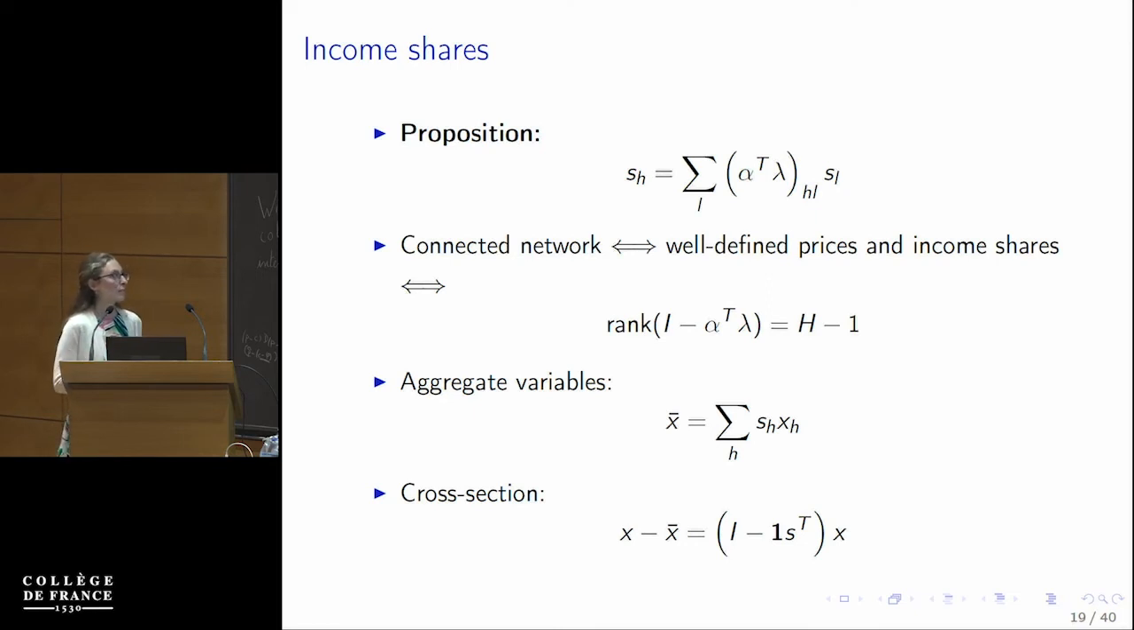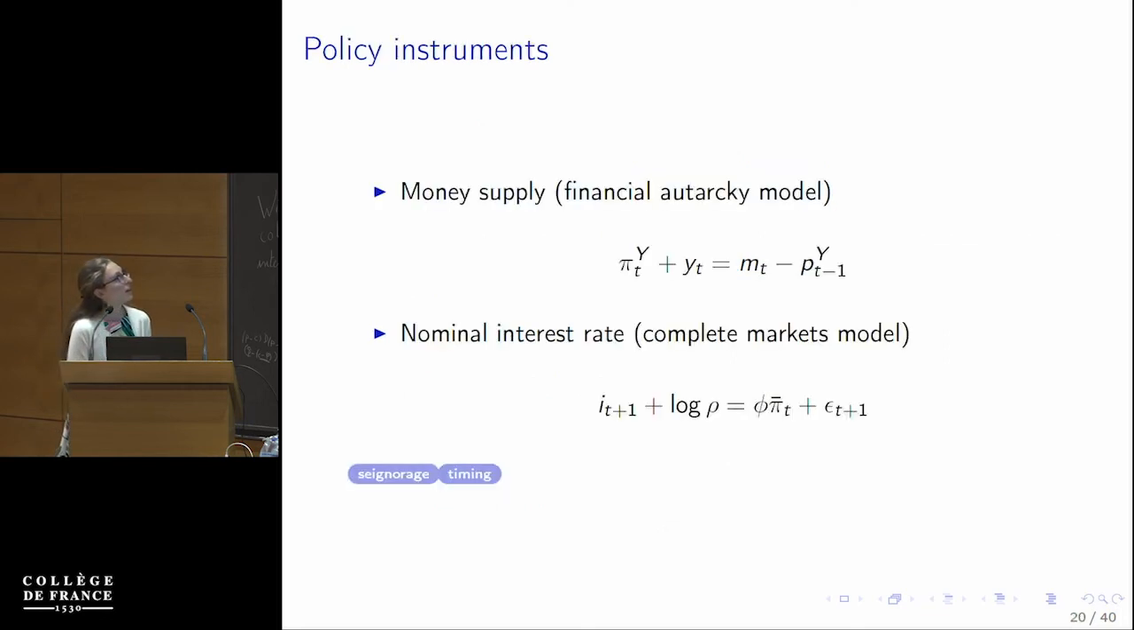And this is kind of an important property because it allows us to define when a network is connected and we have a unique equilibrium. All right. Great. So now let's conclude by looking at the policy instruments.